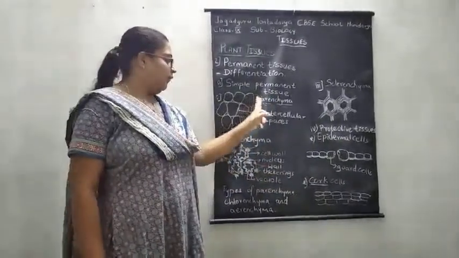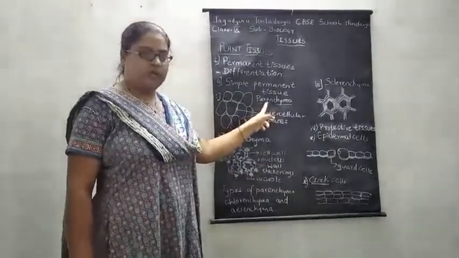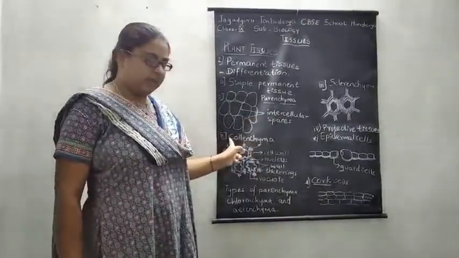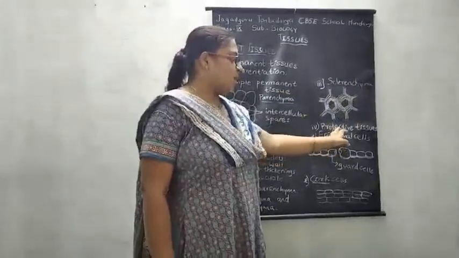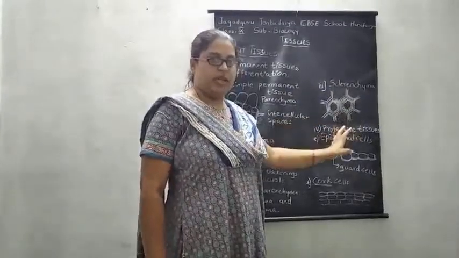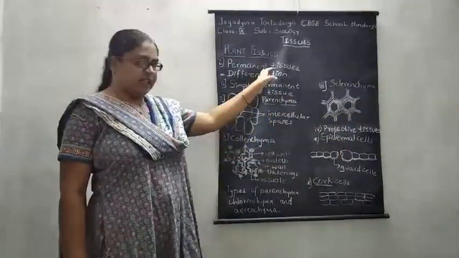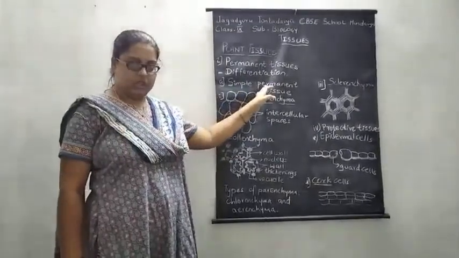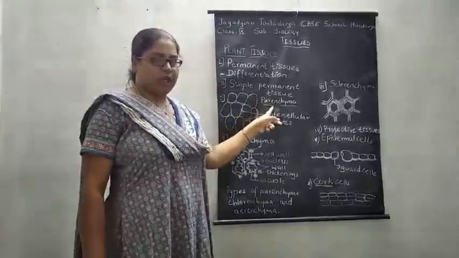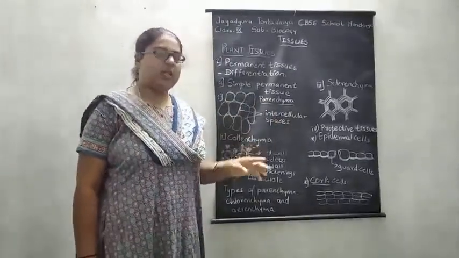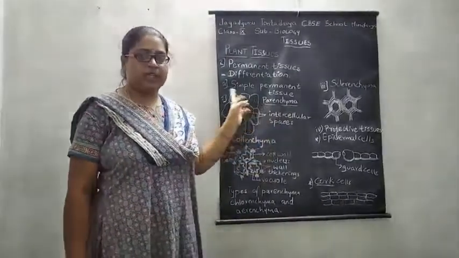What are those? The first one is called parenchyma, the second is collenchyma, the third is sclerenchyma, and the fourth is protective tissues. So in simple permanent tissue, which is made up of only one type of cells, there are four types. Clear? The first type I will now be explaining.